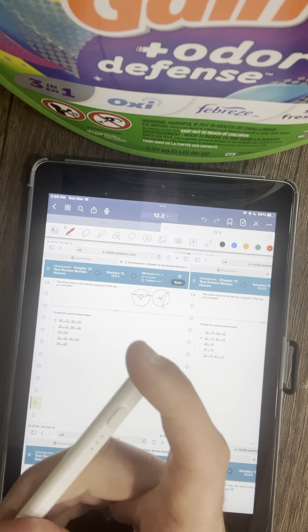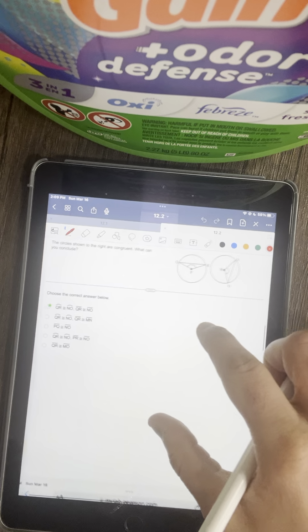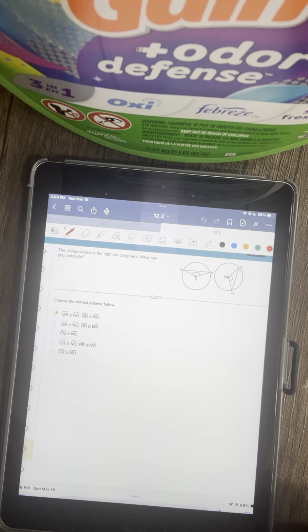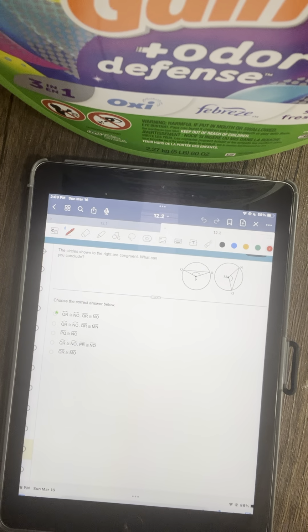So let's start 12.2. The circles shown to the right are congruent. So that means that the areas are congruent, circumcenters are congruent, central angles are congruent, all that. And what else does that mean?